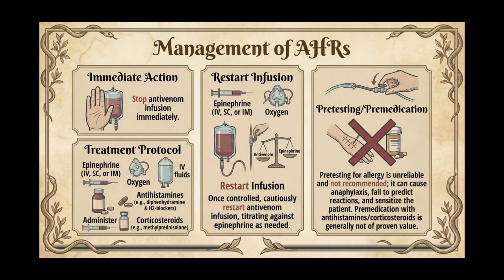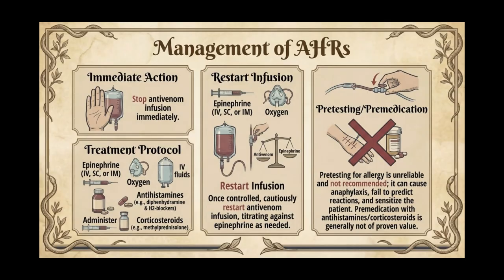Treatment includes administering epinephrine through intravenous infusion, subcutaneous, or intramuscular routes, along with providing oxygen and intravenous fluids. Antihistamines such as diphenhydramine and histamine H2 blockers, as well as corticosteroids like methylprednisolone, are also used. Once the reaction is under control, the antivenom infusion can be cautiously resumed, with dose adjustments guided by the patient's response to epinephrine. Pretreatment with antihistamines or corticosteroids has not shown consistent benefit.